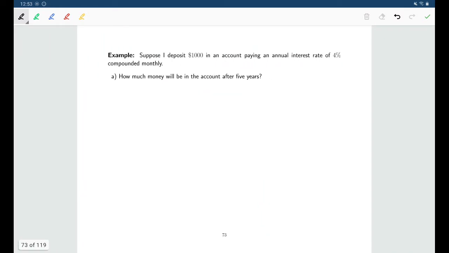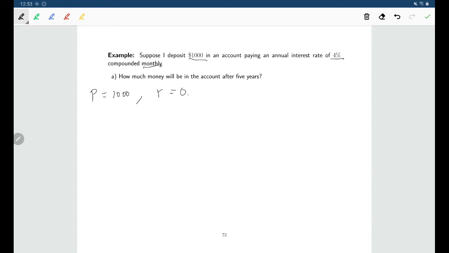So let's do some examples here. We've got $1,000 that we're depositing into an account, and it's paying an annual interest rate of 4% compounded monthly. So some things that we know right away. Number one, our principal is $1,000. We know that our stated interest rate is 4%.